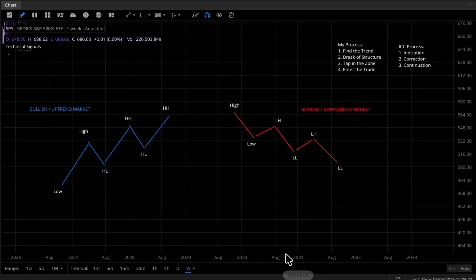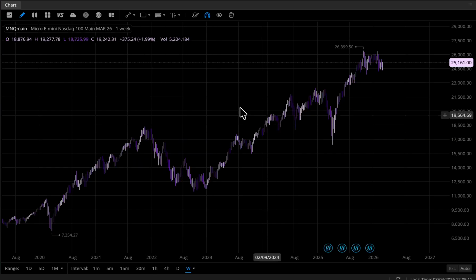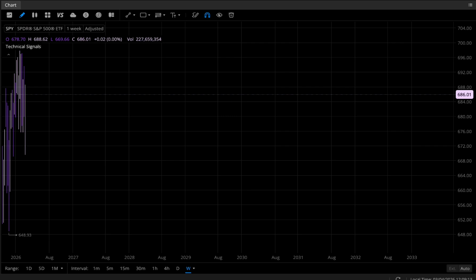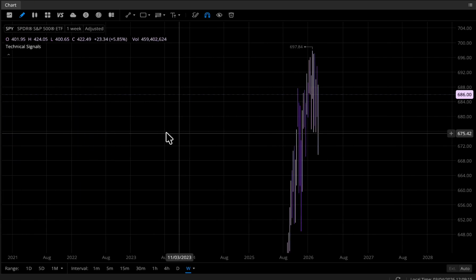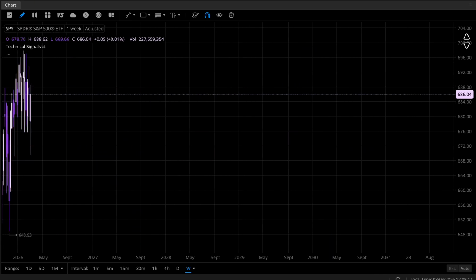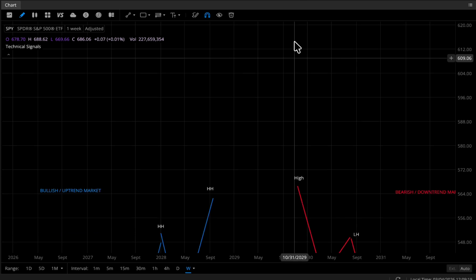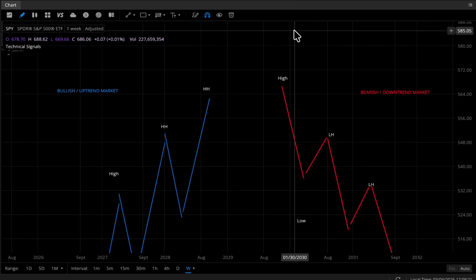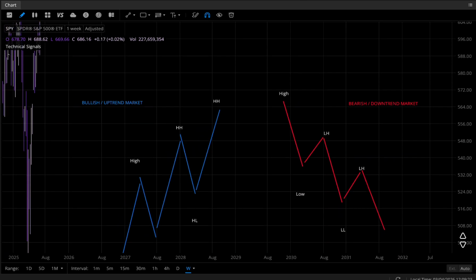Okay, so I'm going to go over what my process is, and then I'm going to show you it in real time from an empty chart. But first, I do want to go over the process.